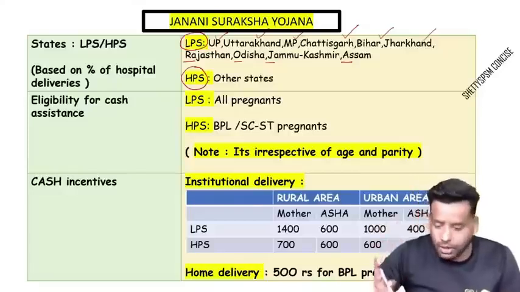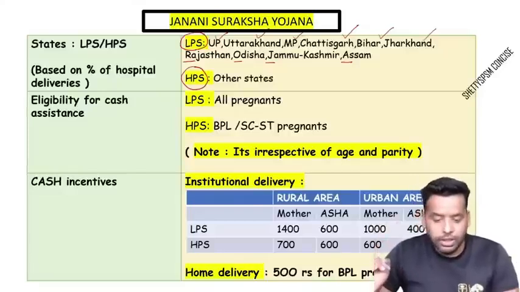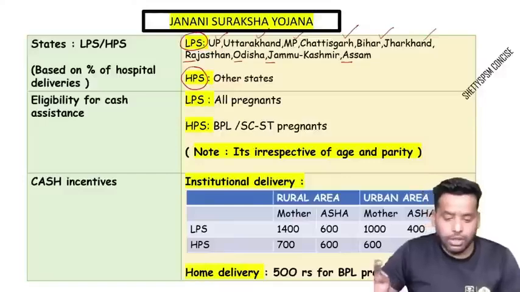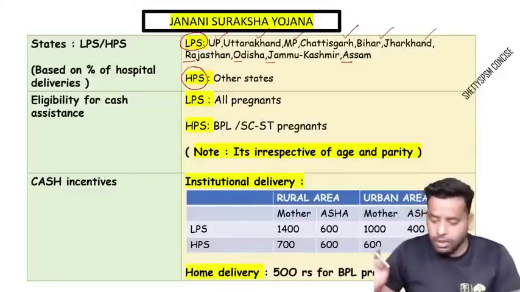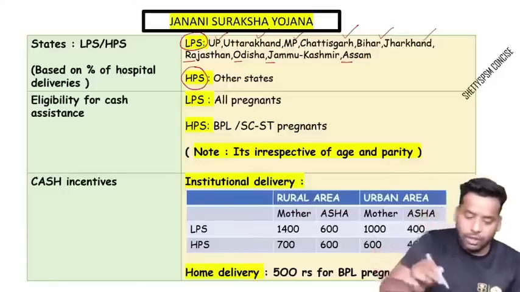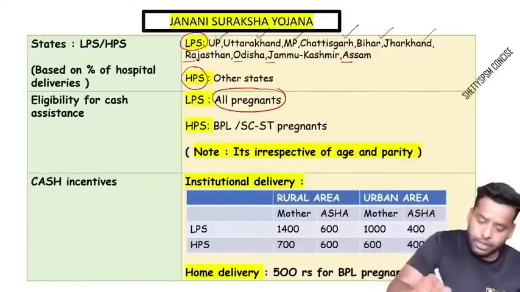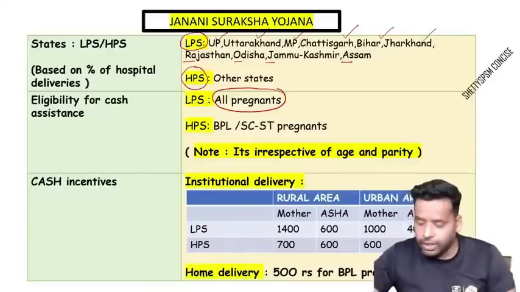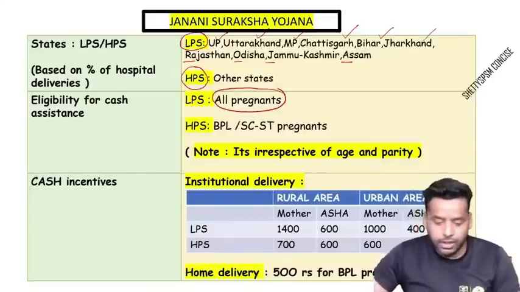R for Rajasthan, O for Odisha, J for Jammu Kashmir, A for Assam, total 10 low performing states. Why I am telling this? Because in low performing states, all the pregnant women will get incentives.